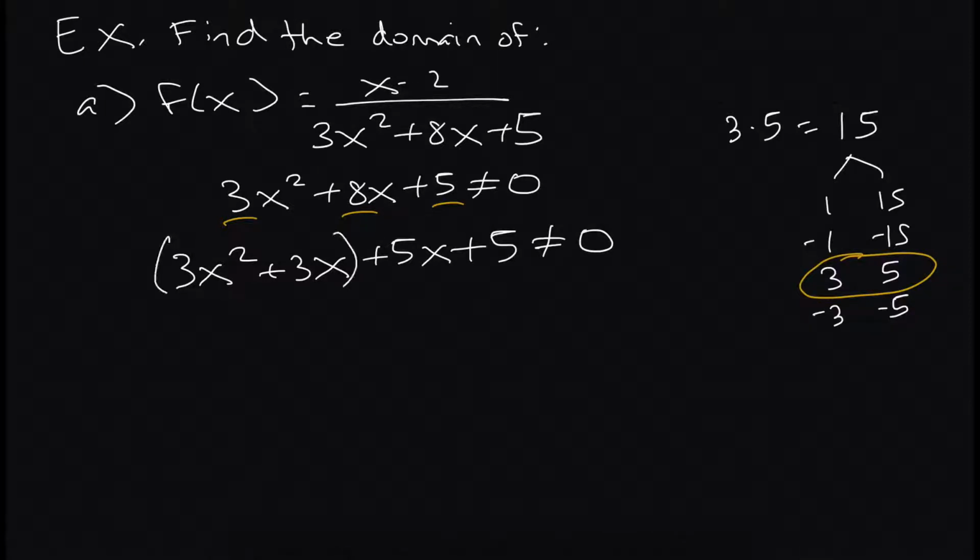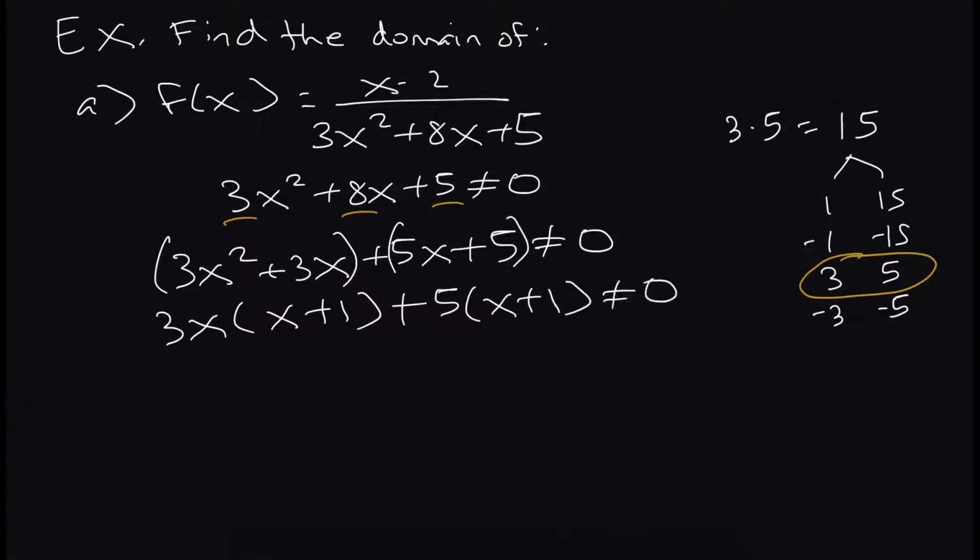I'm going to go ahead and group these terms now. Group the first two, group the last two. From the first two, I can pull out a 3x. That'll leave me with an x plus 1. From the second group, I can pull out a 5. That'll leave me with an x plus 1.